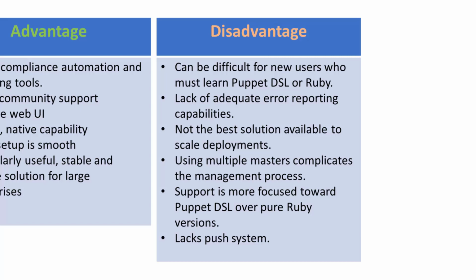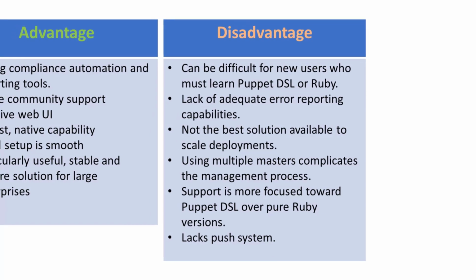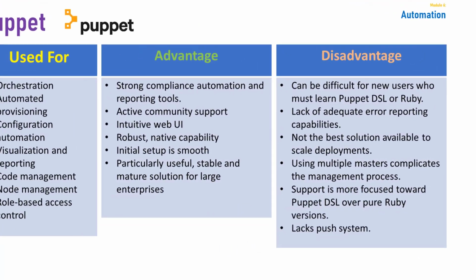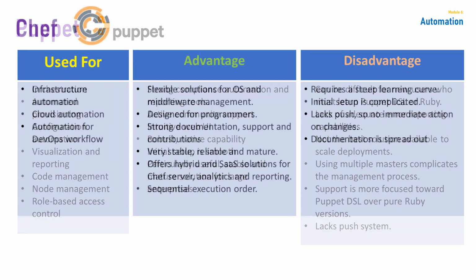Support for Puppet is more focused toward Puppet DSL over pure Ruby versions. And the last disadvantage is that it lacks push system, so no immediate action on changes. The pull process follows a specified schedule for tasks.